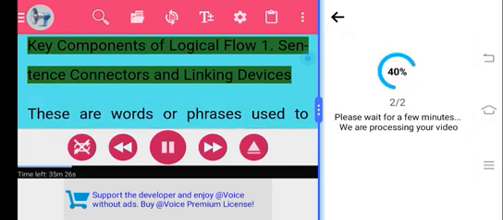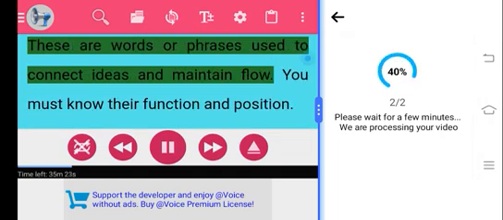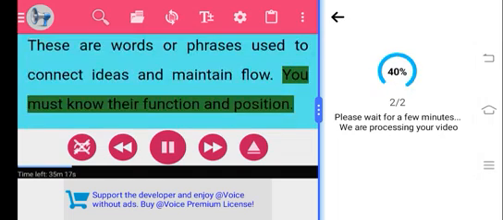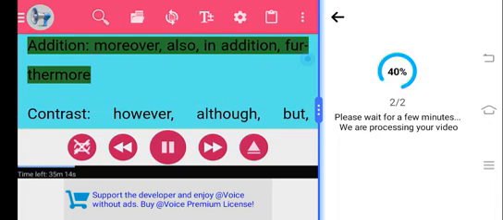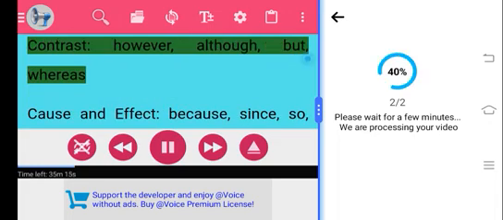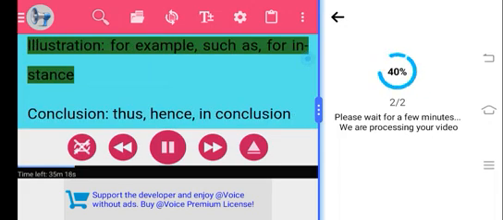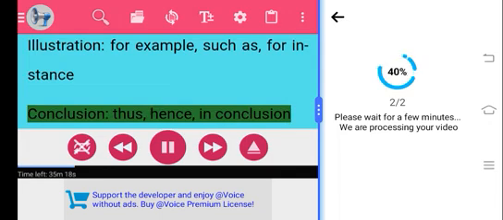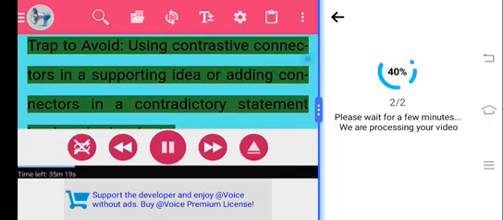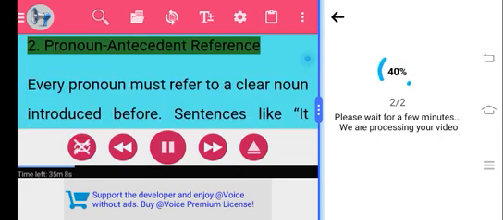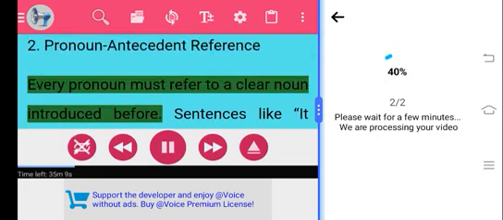Key components of logical flow: 1. Sentence connectors and linking devices. These are words or phrases used to connect ideas and maintain flow. You must know their function and position. Addition: moreover, also, in addition, furthermore. Contrast: however, although, but, whereas. Cause and effect: because, since, so, therefore, as a result. Illustration: for example, such as, for instance. Conclusion: thus, hence, in conclusion. Trap to avoid: using contrastive connectors in a supporting idea or adding connectors in a contradictory statement leads to broken logic.